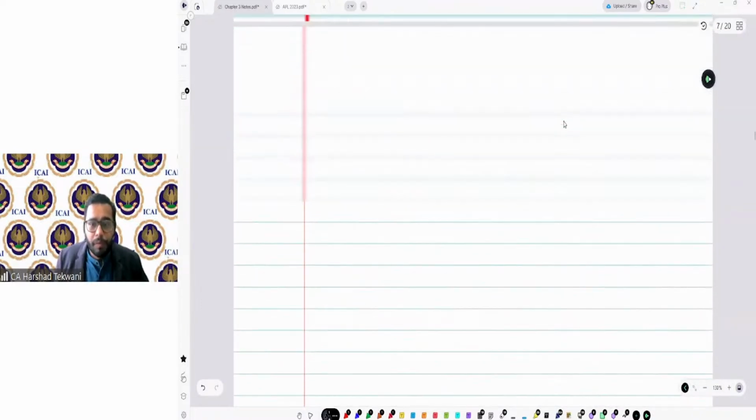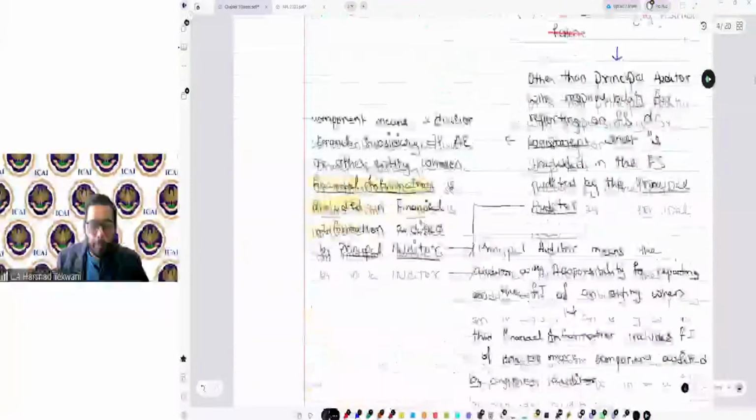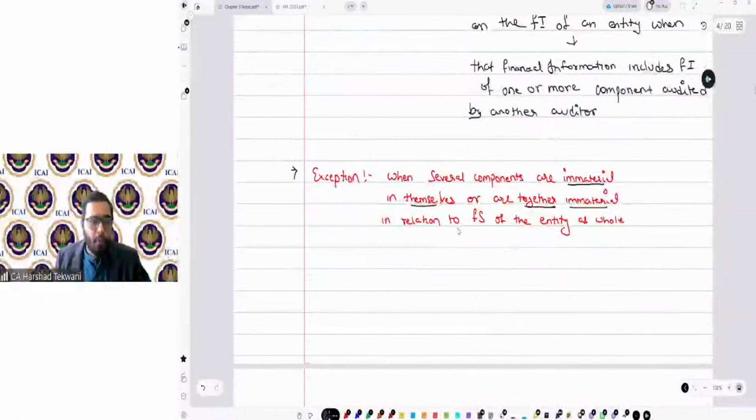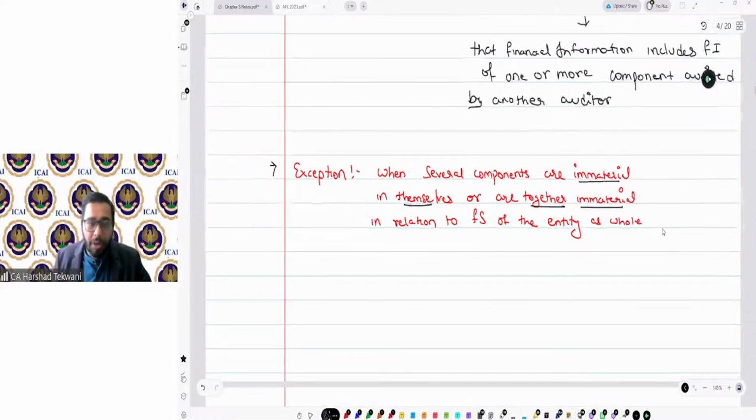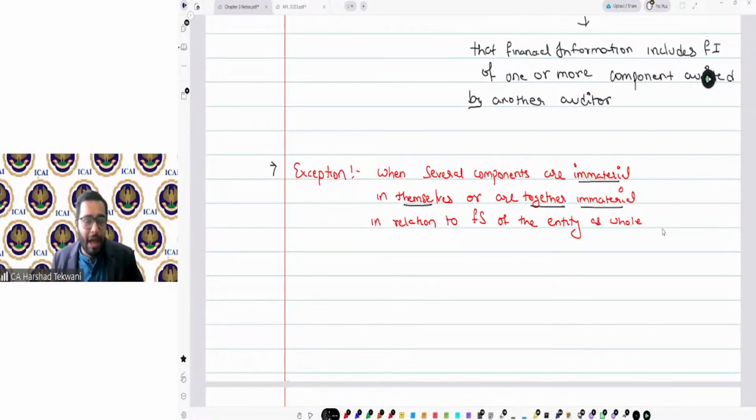So what I wrote over here is, when several components are immaterial in themselves or are together immaterial in relation to the FS of the entity as a whole, then I can apply this exception. I will not include those particular entities.